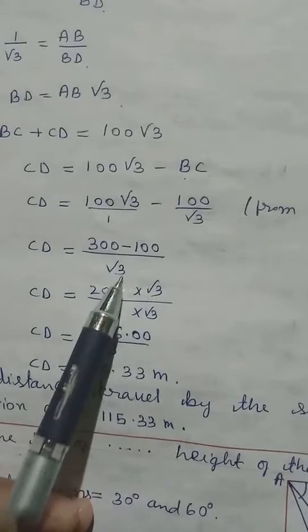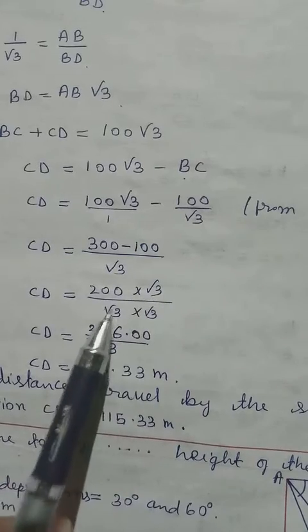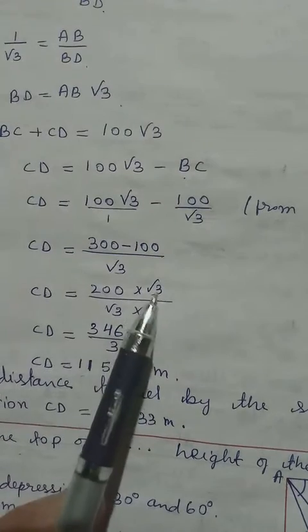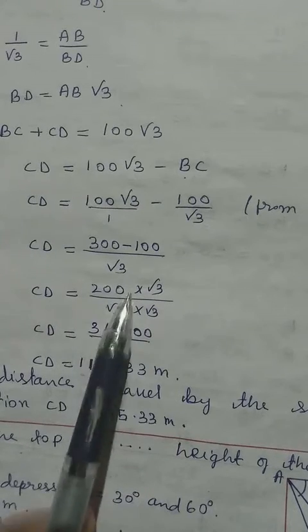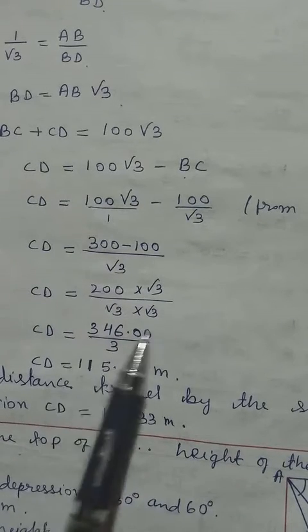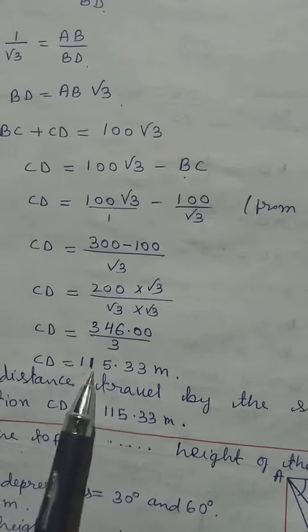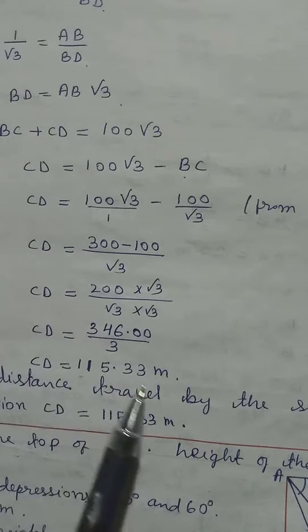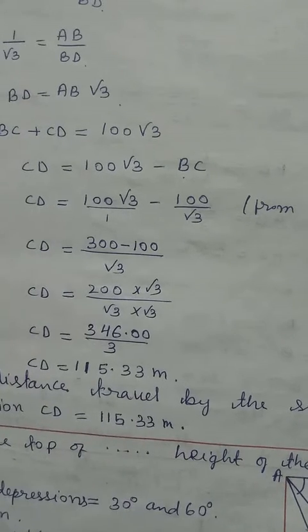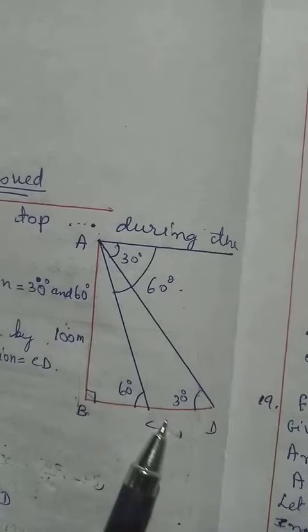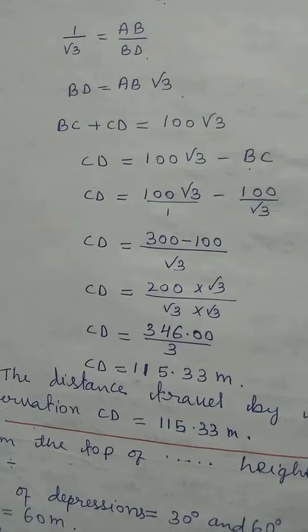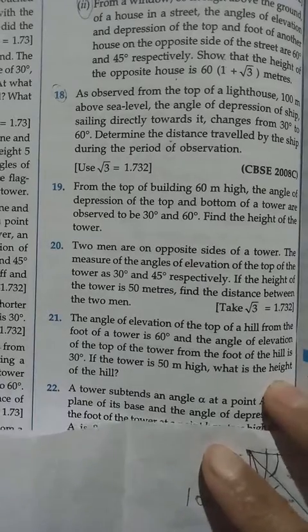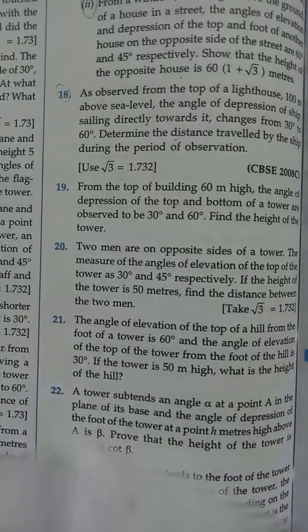Then now we can rationalize with root 3. So root 3 into root 3, 3. Root 3 we know the value, 1.73. You multiply with 200, we get this one. So if you divide this by 3, we get CD equal to 115.33 meter. So the distance of observation between those two ships is equal to 115.33. Number 19 is also similar to what we have done.